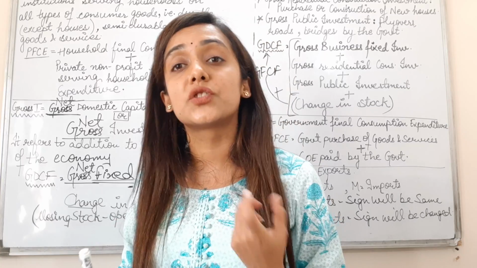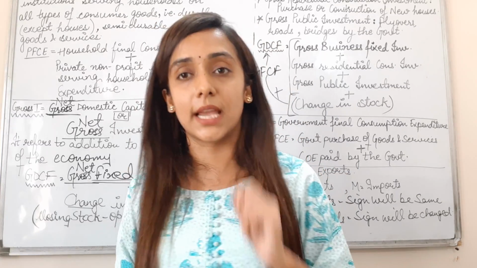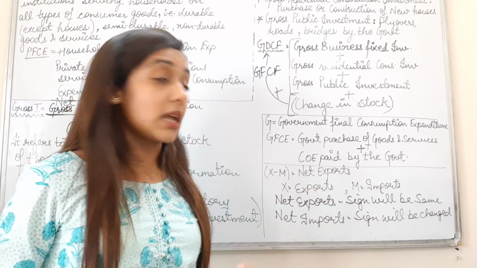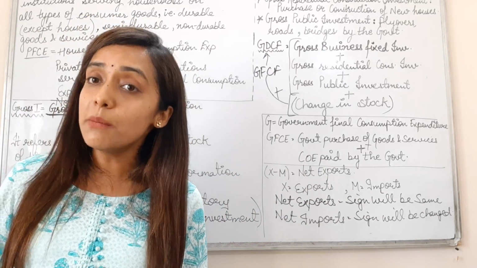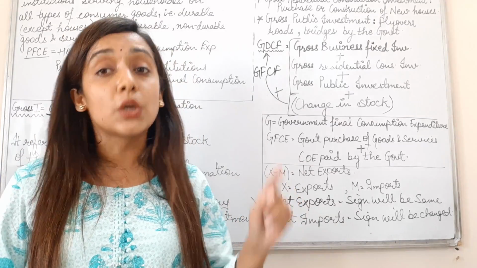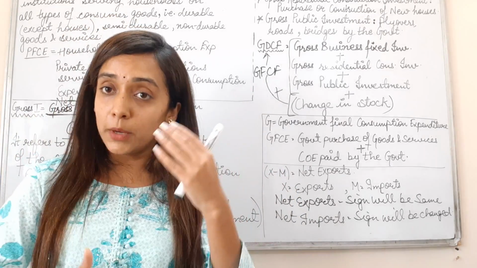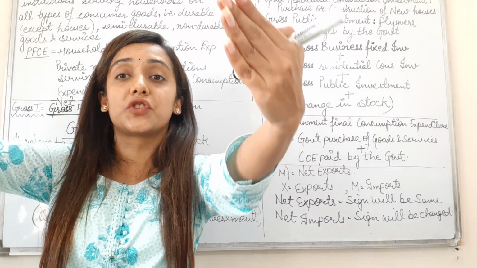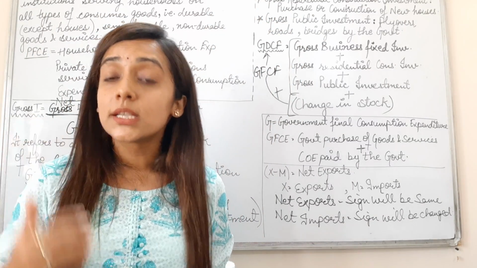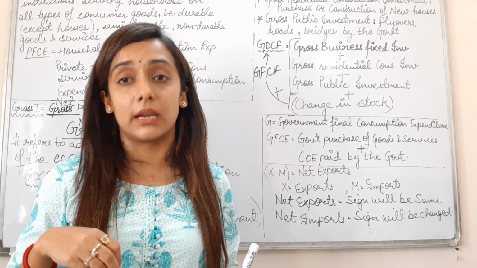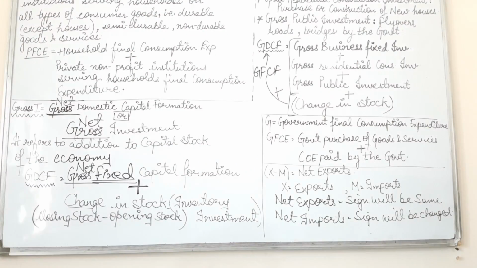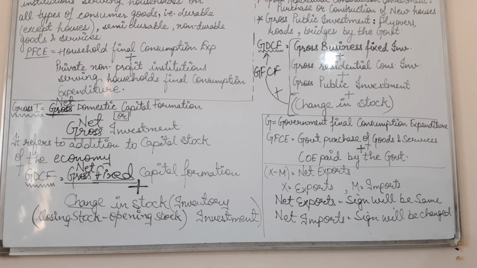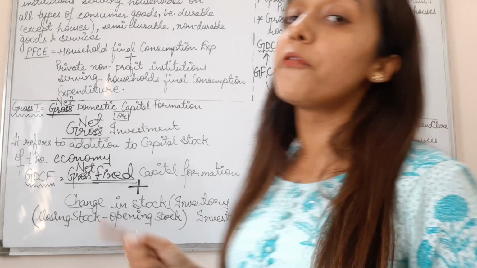Ab kaun bacha? Rest of the world sector, foreign sector. X minus M is equal to net exports. X is equal to exports and M is equal to imports. So, what are exports? Jo hum log bahar ki country mein hamare goods ja rahe hain. Aur imports jo bahar ki country se hum log demand kar rahe hain. So, what is net export? Net exports refers to the difference between exports and imports of a country during a period of 1 year.